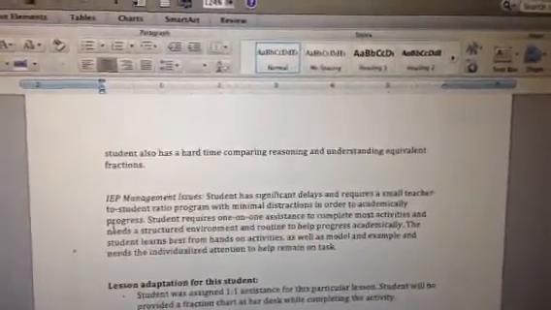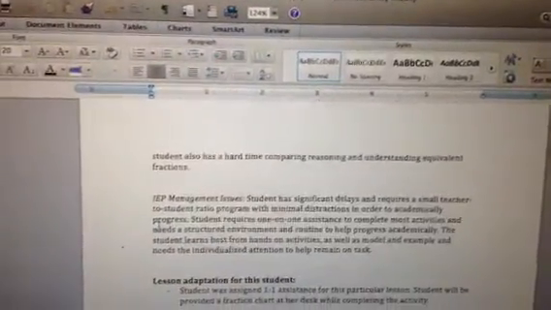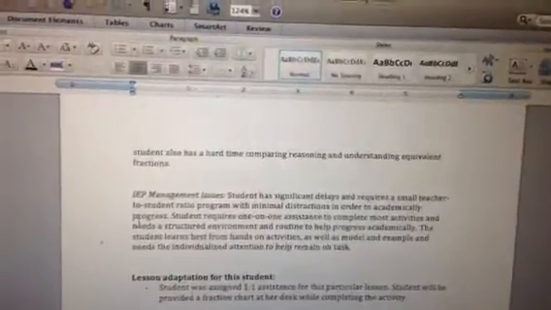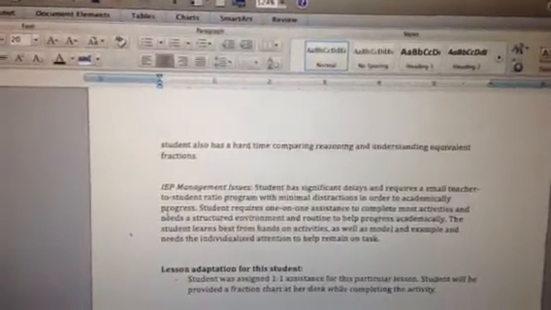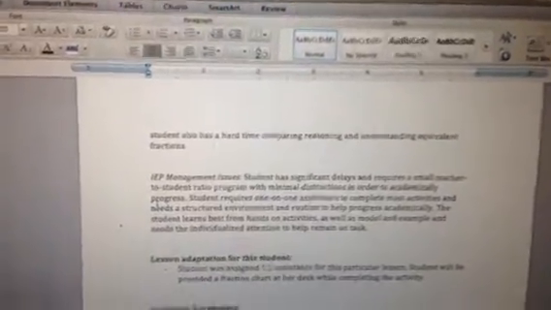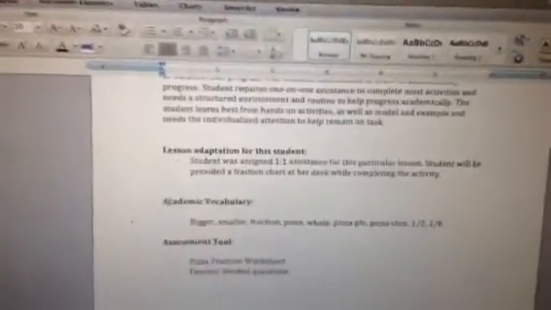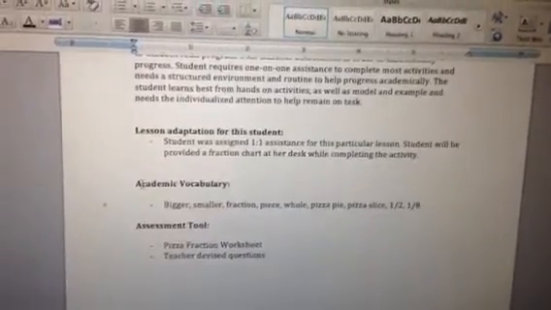Student requires one-to-one assistance to complete most activities and needs a structured environment and routine to help progress academically. The student learned best from hands-on activities as well as models and examples, and needed individualized attention to help remain on task. For this particular student, the student was assigned a one-to-one aide, and he was also provided a fraction chart at the desk while completing the activity.